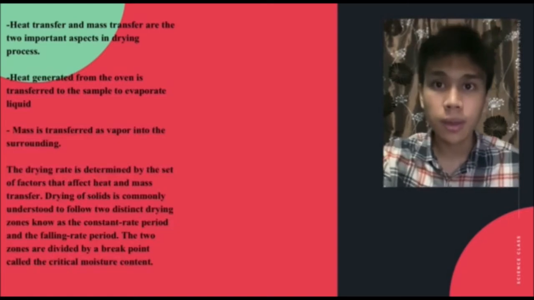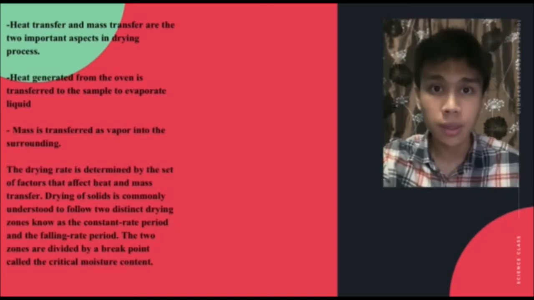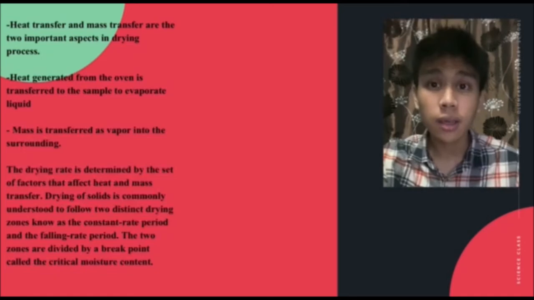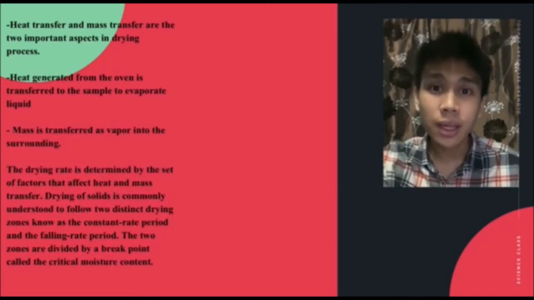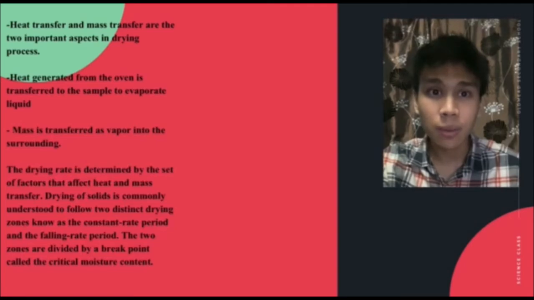Heat transfer and mass transfer are the two important aspects in the drying process. Heat generated from the oven is transferred to the sample to evaporate liquid, and mass is transferred as vapor into the surroundings. The drying rate is determined by the set of factors that affect heat and mass transfer. Drying of solids is commonly understood to follow two distinct drying zones, known as the constant rate period and the falling rate period. The two zones are divided by a breakpoint, called the critical moisture content.